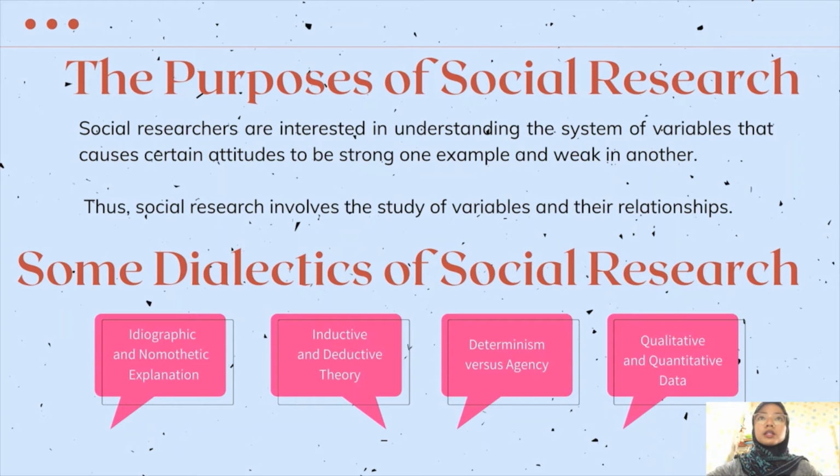Some dialectics of social research: idiographic and nomothetic explanation. This type of causal reasoning is called idiographic explanation. Idiographic is an approach to explaining what we are trying to eliminate, the special causes of certain conditions or events.